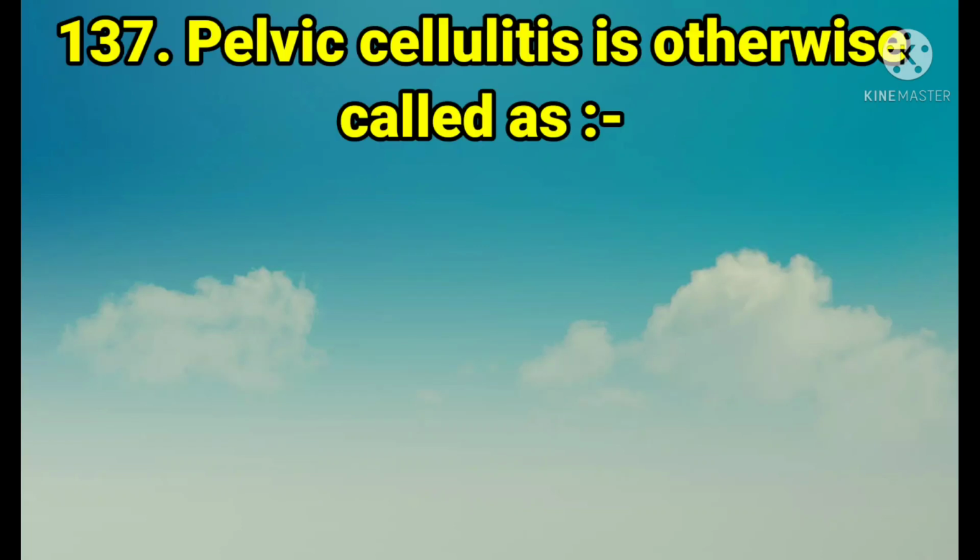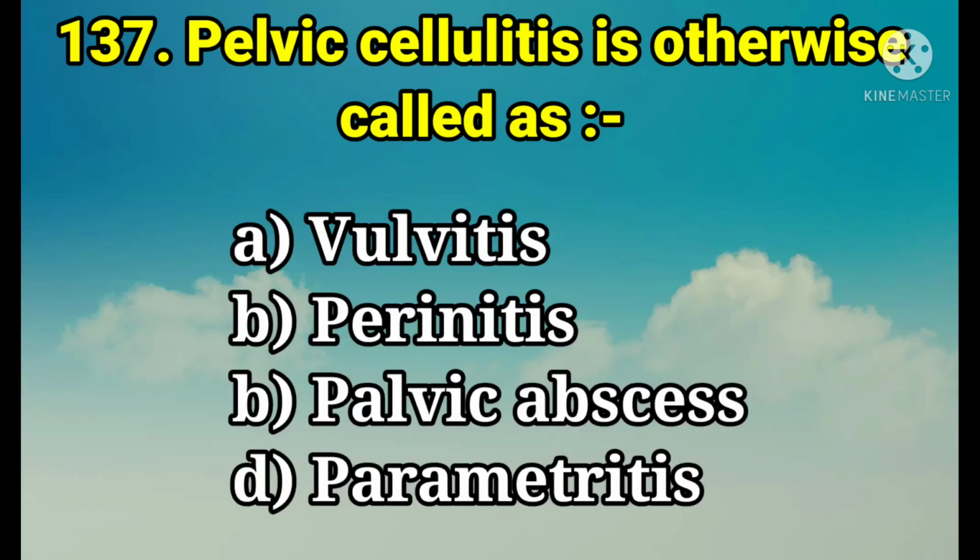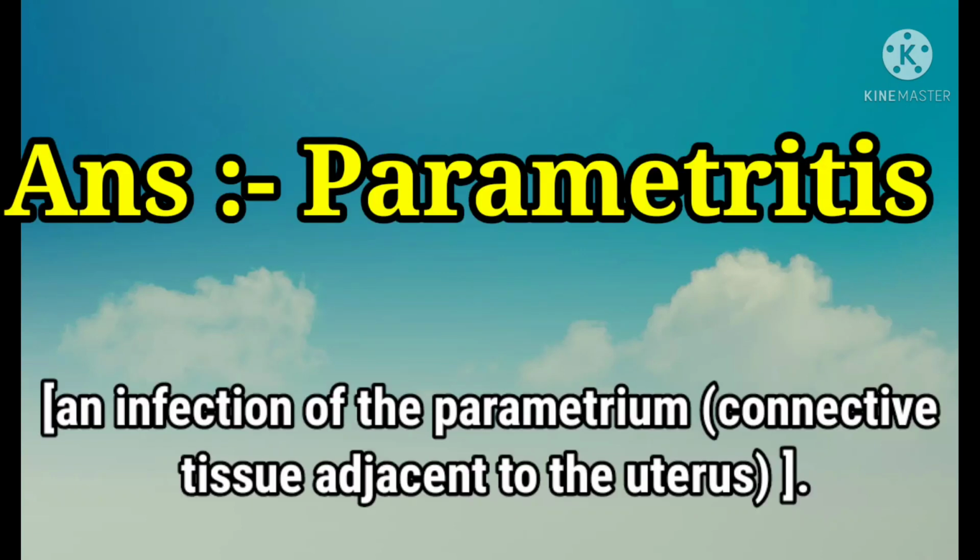The next question, pelvic cellulitis is otherwise called as. The options are vulvitis, perinitis, pelvic abscess and parametritis. And the answer is parametritis. That is an infection of the parametrium. Parametrium is connective tissue adjacent to the uterus.